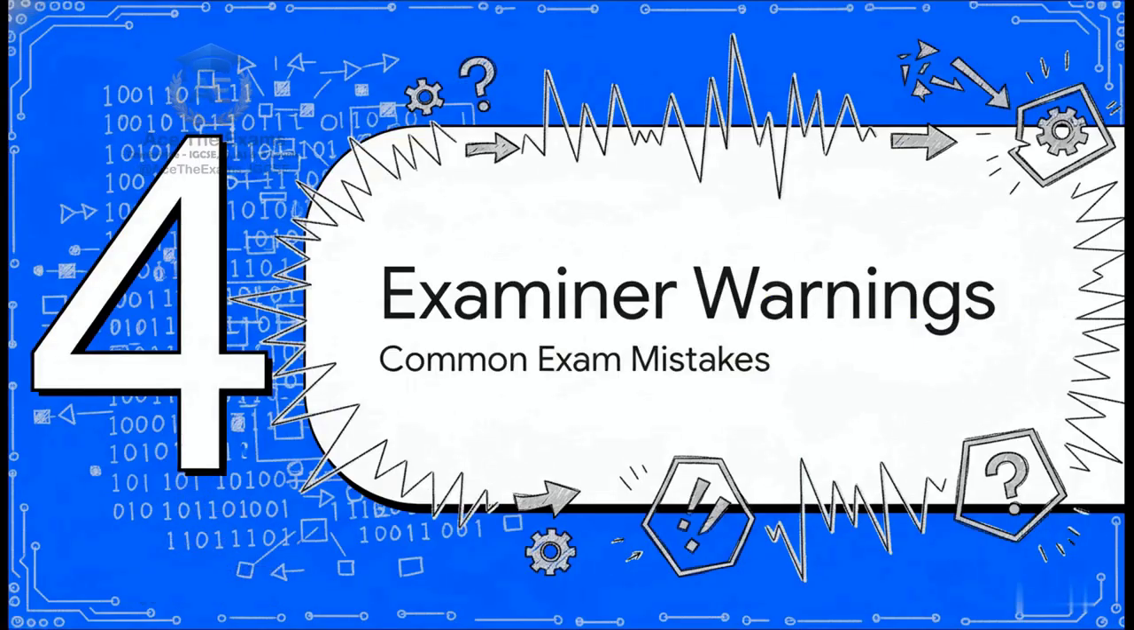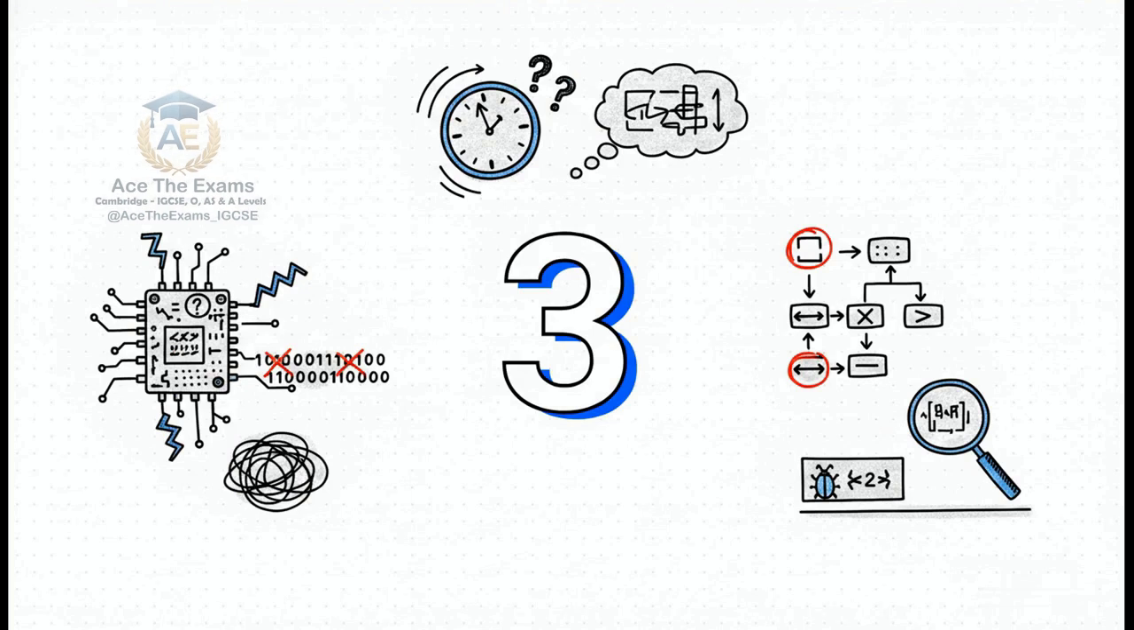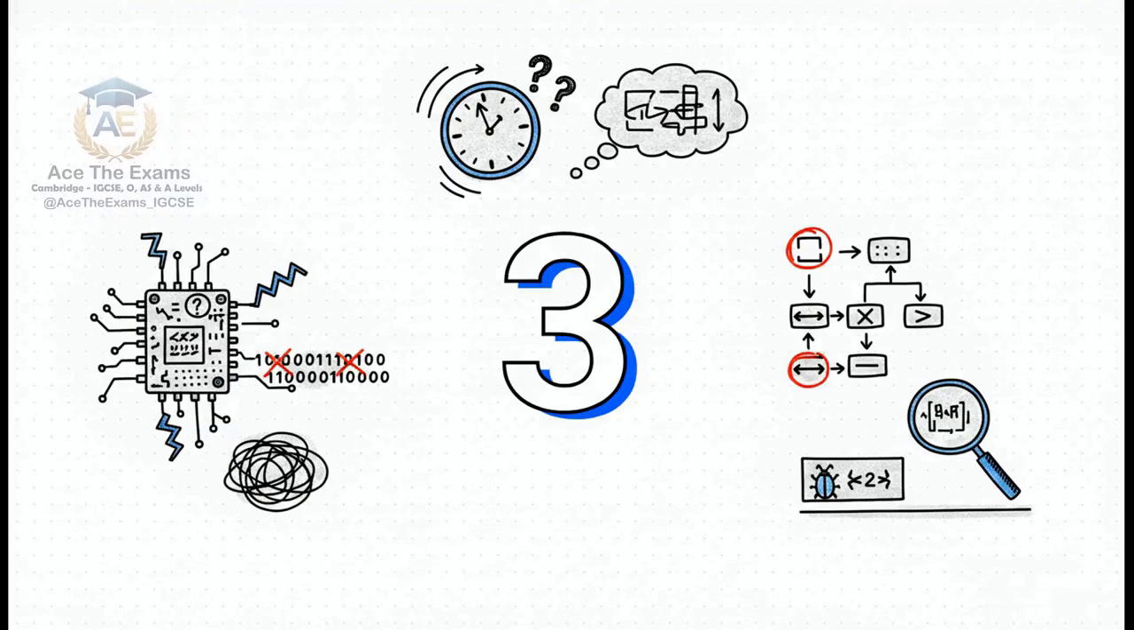Finally, let's dive into Section 4. This is direct intelligence gathered from the principal examiner reports. Year after year, the examiner reports highlight 3 specific, highly repeated mistakes that continually cost students their top grades. Let's make sure you aren't one of them.